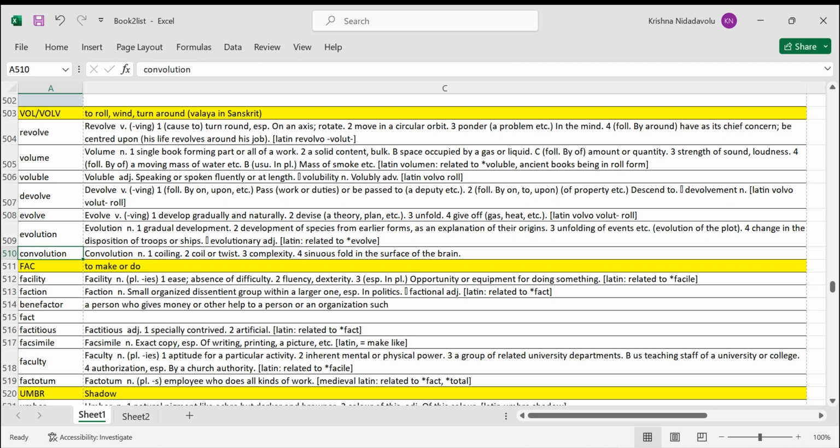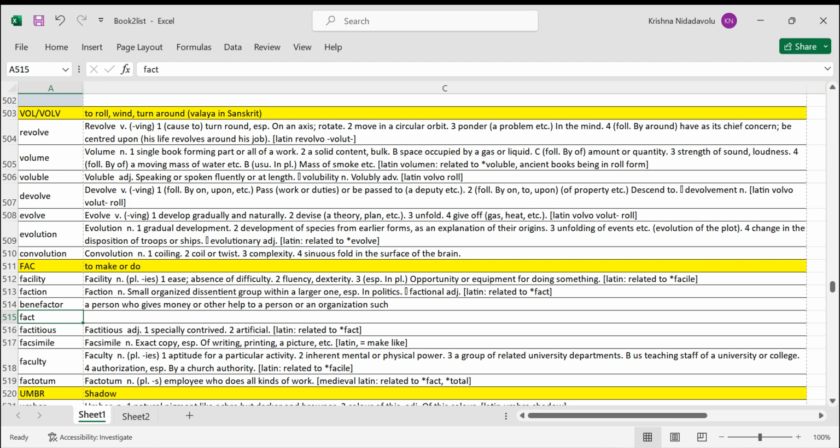Next, fac, fact. Fact means to make or to do. A fact was originally simply something done. That we all know, right? What is a fact? A fact is something which is already done. Making or doing is fact. Benefactor. A benefactor is someone who does good, who gives some money or help to a person or an organization. The benefactor gave a kind donation of 1 million, for example.